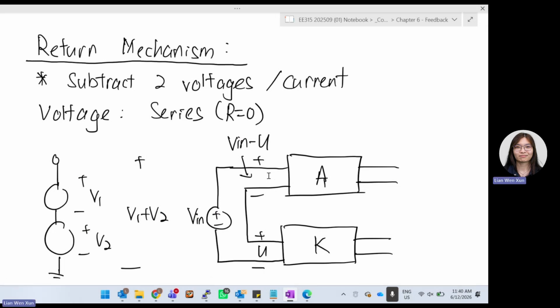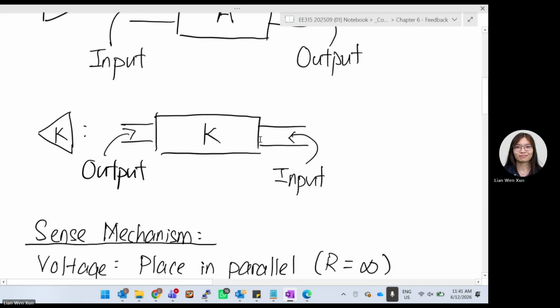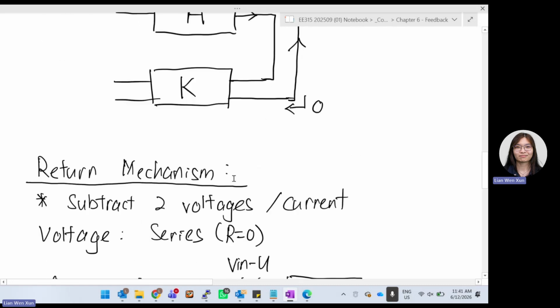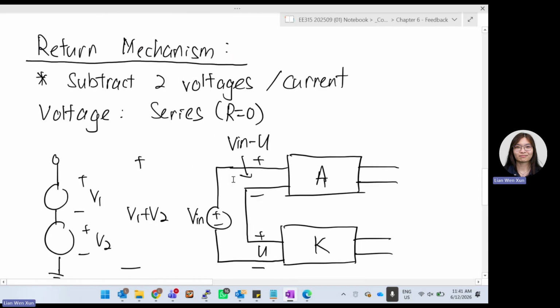For the return mechanism, just now we measured, but how do we feed back to the feedback subtractor? So we will subtract two voltages or currents. We want to subtract, the symbol here just now is basically subtracting X minus U. So similarly, we want to do the subtraction.